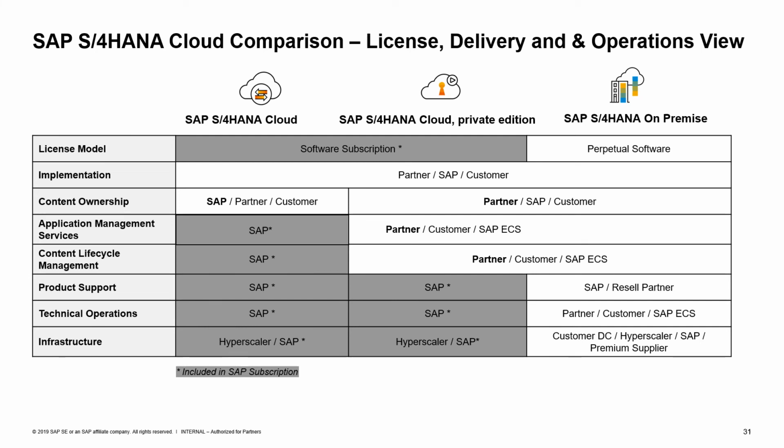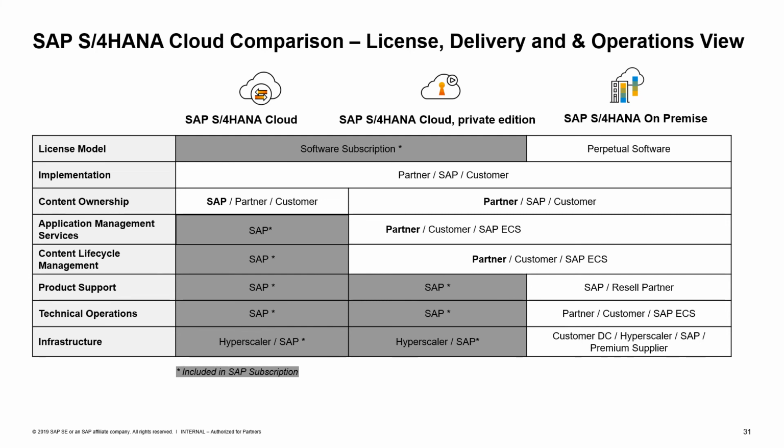Implementation is done in a combination of partner, SAP, and the customer. So it's totally flexible. It's really customer first, partner centric. The content ownership for S4HANA Cloud is all three, same. The application managed services is done by SAP.